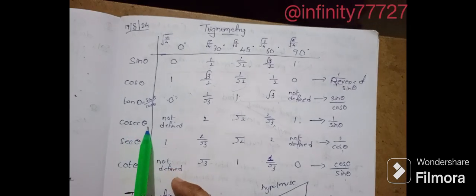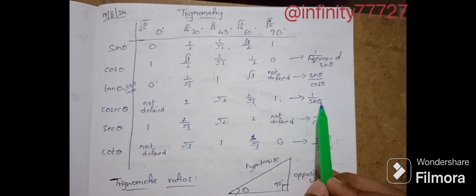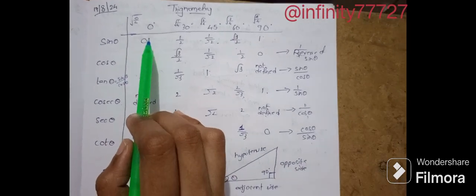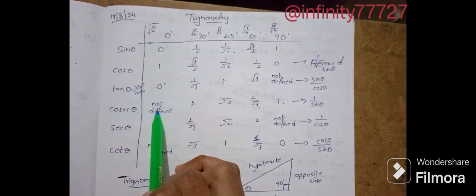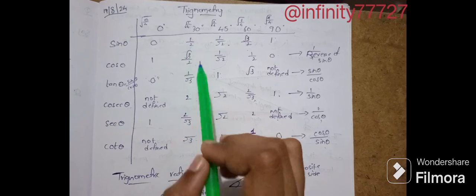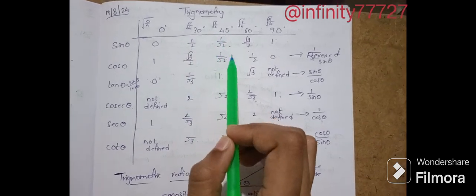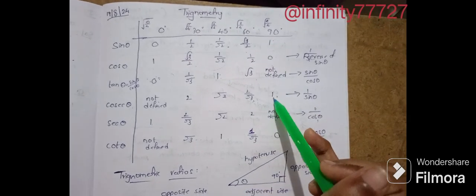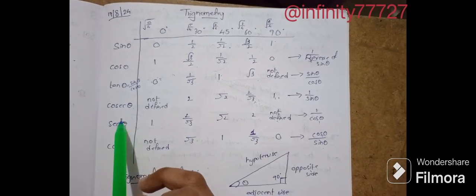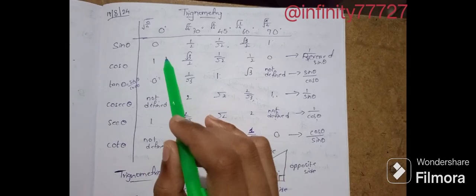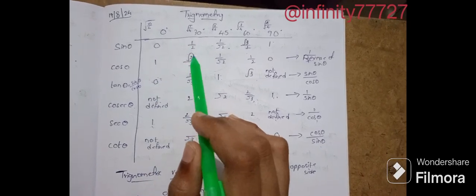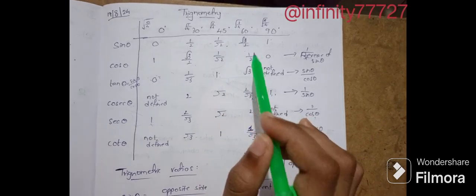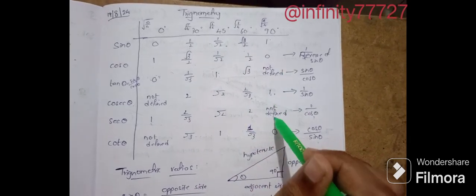And to get the cosecant theta value here, we should do 1 by sin theta. That is adding 1 as numerator for sin theta values. Here 1 by 0 is not defined. 1 by 1 by 2 is 2. 1 by 1 by root 2 is root 2. 1 by root 3 by 2 is 2 by root 3. 1 by 1 is 1. And to get the secant theta values, we should do 1 by cos theta. It is 1 by 1 is 1. 1 by root 3 by 2 is 2 by root 3. 1 by 1 by root 2 is root 2. 1 by 1 by 2 is 2. 1 by 0 is not defined.